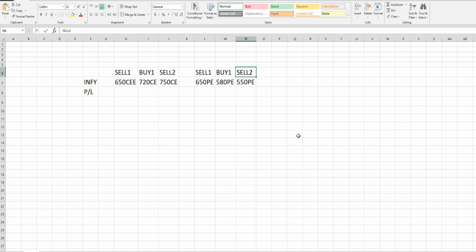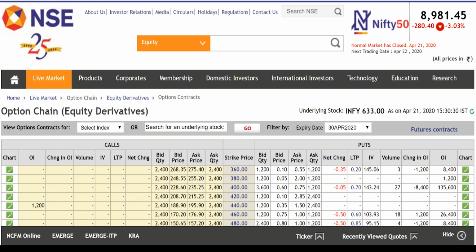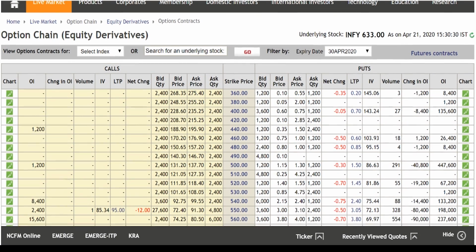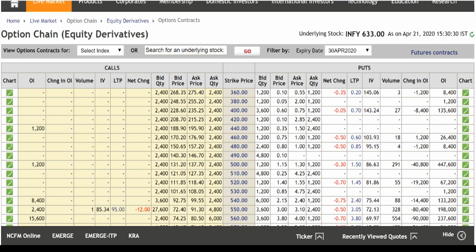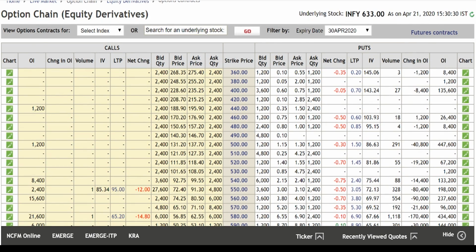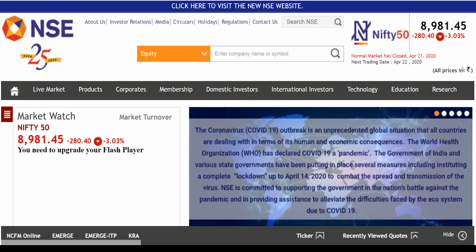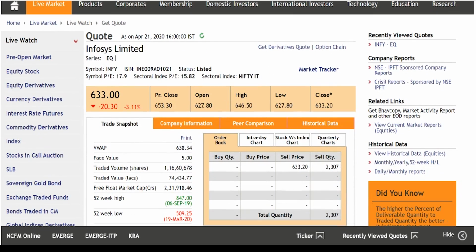Now, what has happened to this trade on Tuesday? Monday evening, the result was supposed to come, so we did this strategy on Monday. I have shown at what prices I did it, but for the sake of simplicity, we assume that you did it at the closing time on Monday. Now, if you look at nseindia.com and Infosys, after the results, Infosys has fallen 20 rupees, about 3% plus.